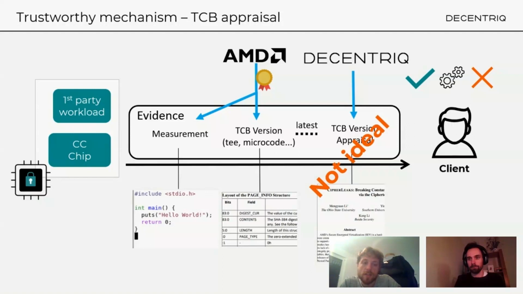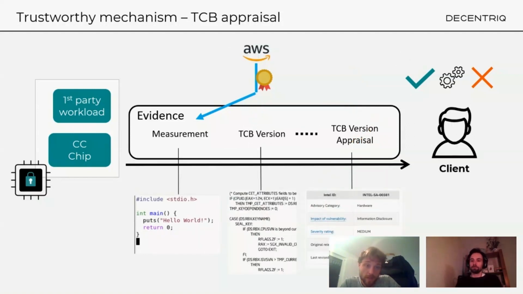The next technology is AWS Nitro. Actually, we integrated AWS Nitro before SNP, but with AWS Nitro, we have a very different situation. In the Nitro attestation evidence, we do get the measurement. They're calling it PCRs, but the whole versioning scheme is completely missing, and there's a reason for this.